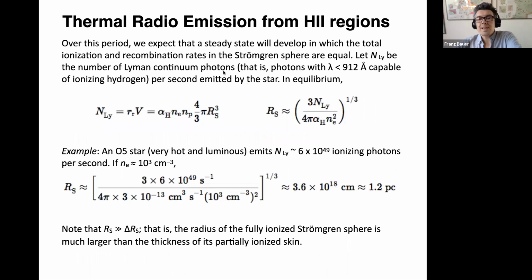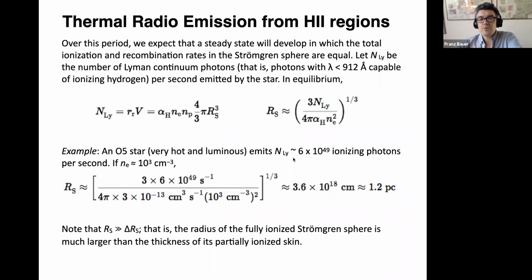So we can calculate what the total number of ionizing photons are here as well. If we assume that we need Lyman continuum photons with this wavelength, we want to know how many are emitted by the star per second. And so in equilibrium, the number here will equal this volumetric rate times the volume. And so we can plug that in, and we end up with a derivation of the Strömgren sphere.